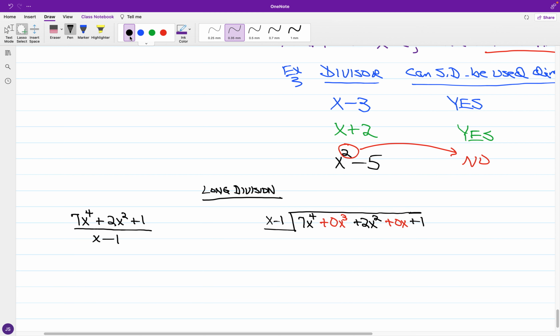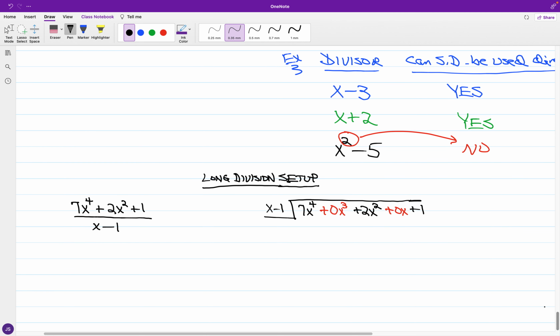Now you have your long division setup. Again, you had the divisor x minus 1, and then your polynomial dividend, and again, you're using placeholders. Now for the synthetic division setup, representing x minus 1, you'll be taking the 0 of x minus 1, which we would have at x equal to 1.